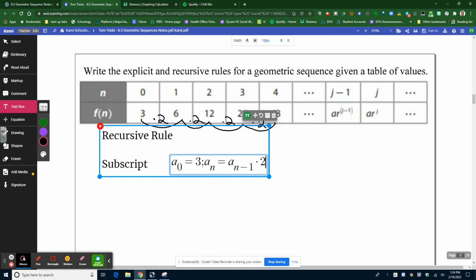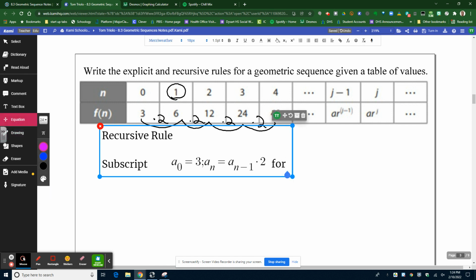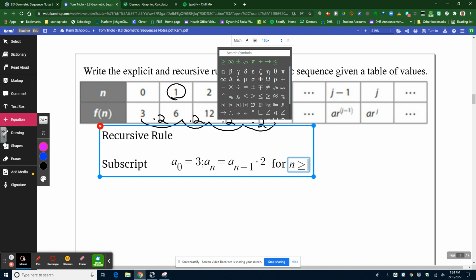We need to define what numbers we're using this for. So I'm outside my equation box for n greater than or equal to, not 2 this time, because my first term after my 0th term is my 1st. N greater than or equal to 1. We don't start using it until after we move from the 0th term. Okay, and that's the subscript version of that. Questions so far?